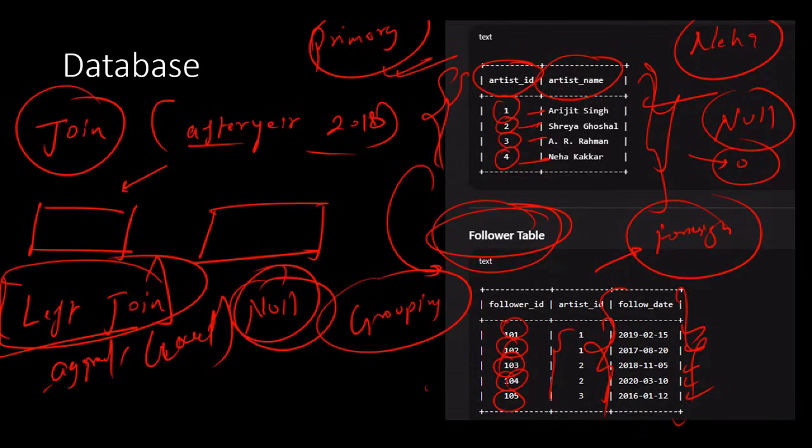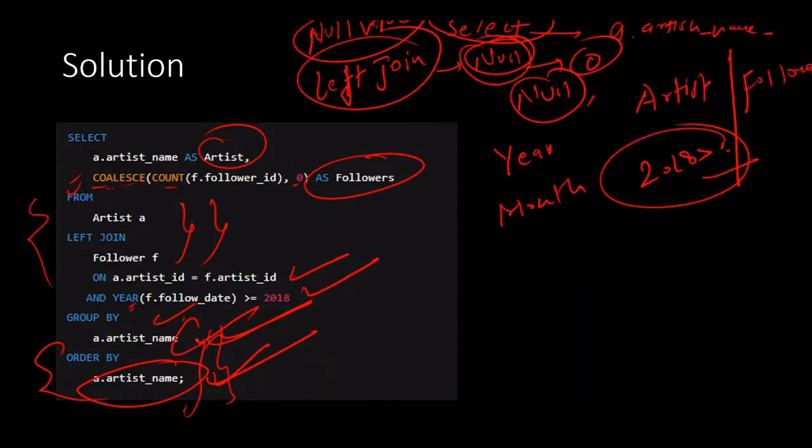Because when we will be joining the both tables, there will be multiple rows, we need to count them as one. That's why we are doing the grouping here. And obviously we are using the aggregate count here. So this kind of thing we will be doing here.